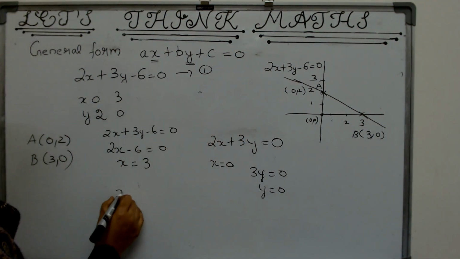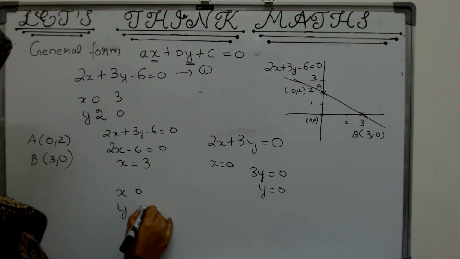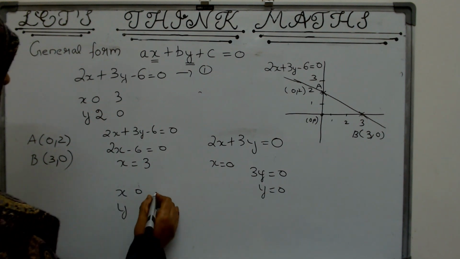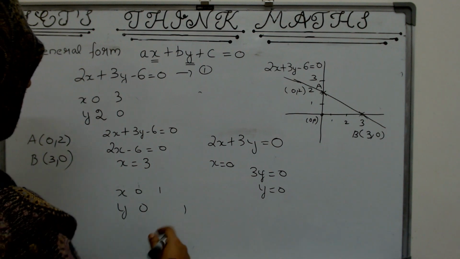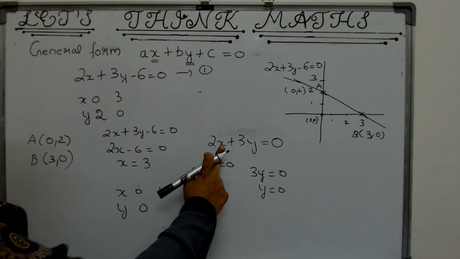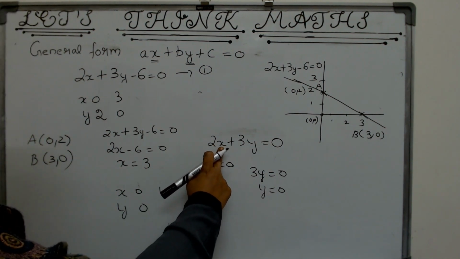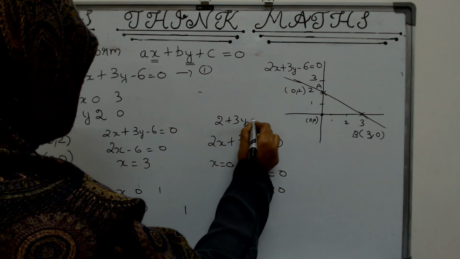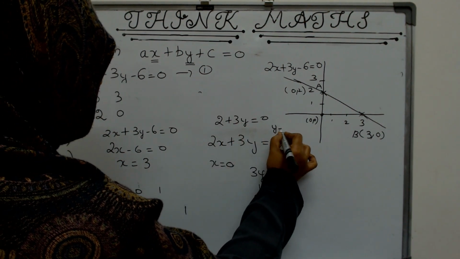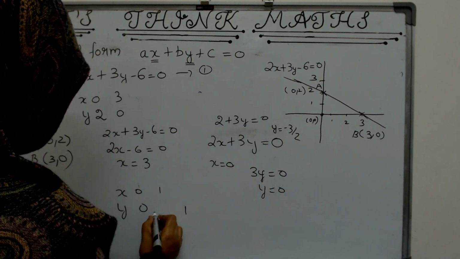So then what will you do? Nothing to worry. Take some other value. Take x to be 1 and then take y to be 1 and then find the corresponding value. Here if you take x to be 1, what will be the corresponding value? Get 2 plus 3y is equal to 0. That means y is equal to minus 3 by 2.